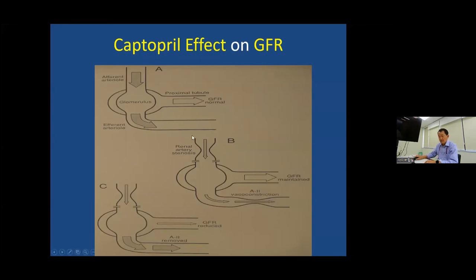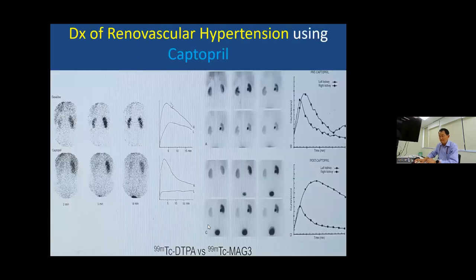So it's normal, it goes here, only 12% filtered, but there's a narrowing renal artery here. And if the efferent arteriole is also narrowed together, then the GFR is maintained. But otherwise, this goes this way, then GFR will be decreased. So when you use captopril, then we expect to see a decrease in the GFR. So this is a captopril process.